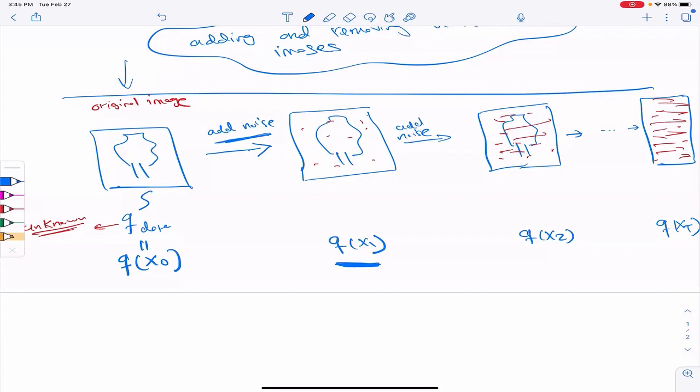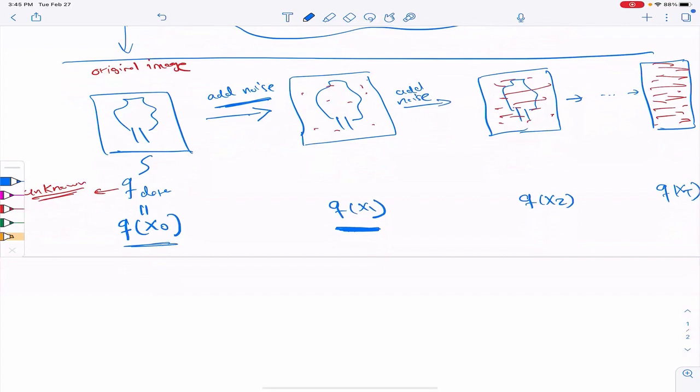Okay. So here's the thing. I don't have a good characterization of QX0, which is my true data, because if I had it, I would just use that in order to generate more samples. I have a conditional distribution between X1 and X0. That's the noise that I'm adding. But since I don't know what my original distribution QX0 is, I don't have a good mathematical characterization of QX1. Same for QX2, and so on and so forth.